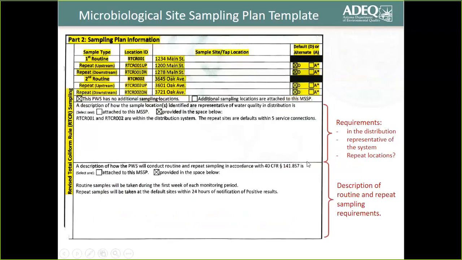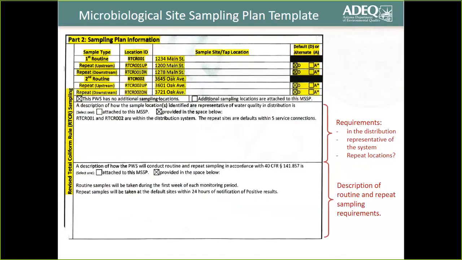To go over the next part of the plan, it just asks you where your sample sites are located, and then if they're representative of the distribution system. So the requirement is that all your sampling sites are in the distribution system and are representative of the system. And then your repeat locations should be within 5 service connections of your original site, ideally. And then the second part just asks you how you're going to be conducting your routine and repeat sampling.